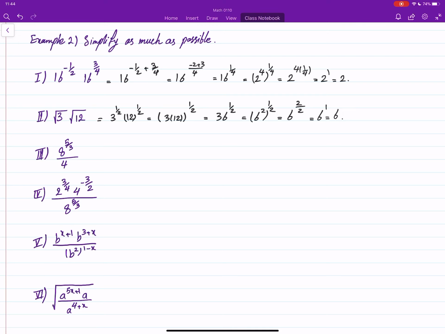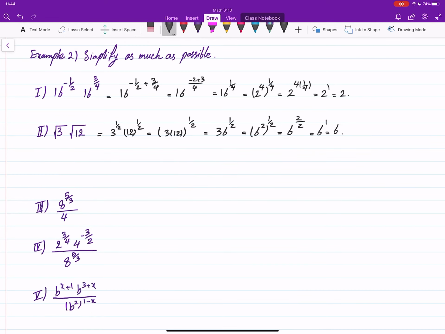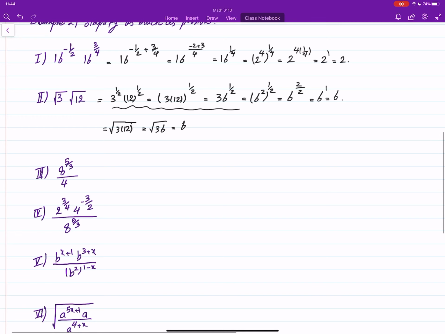Well, you may remember these steps as this one, that when you have two radicals, they can be multiplied. So it will be like root of 3 times 12, and this is root 36, which is equal to 6. This is another way. What I wrote up there is a more detailed version of what you can do alternatively down there.